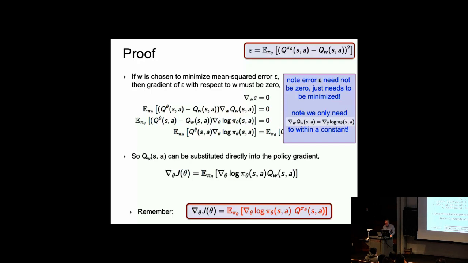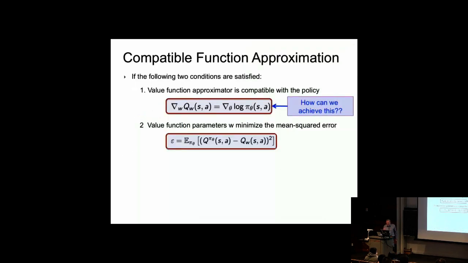Okay. So now let's look at this other assumption. How can we really achieve this? It sounds crazy. So first of all, it's going to require that the dimension of W, the parameters of Q, be the same as the dimension of theta. Otherwise, they won't be equal.